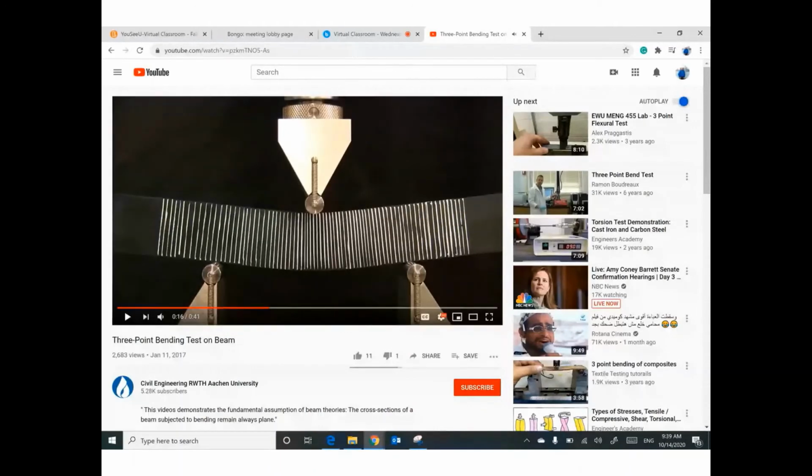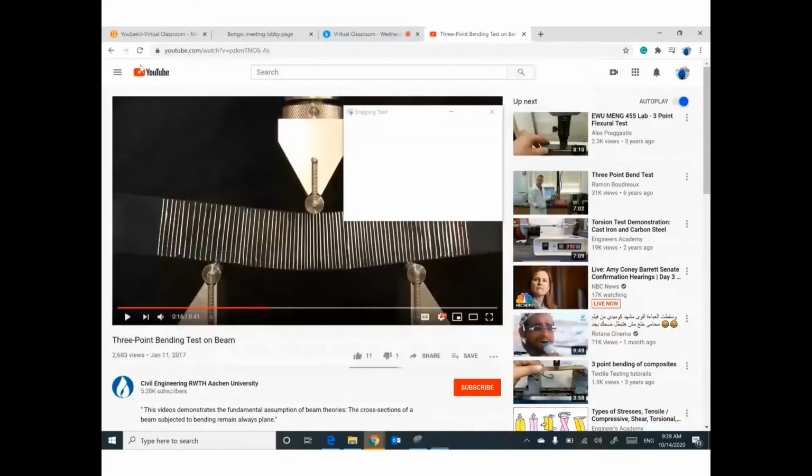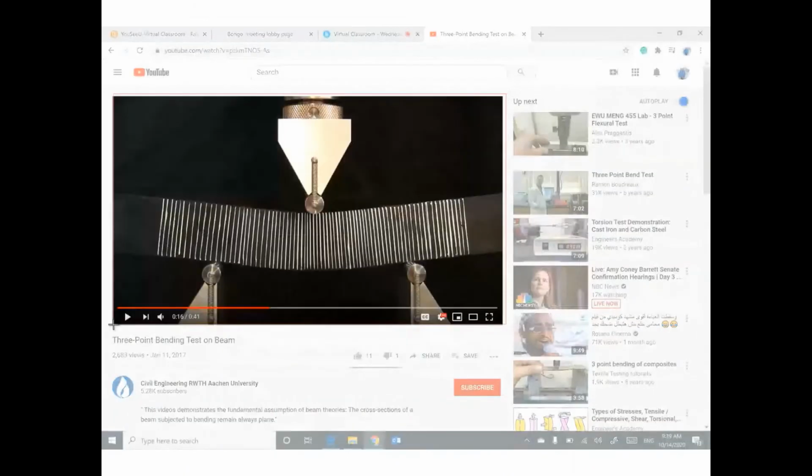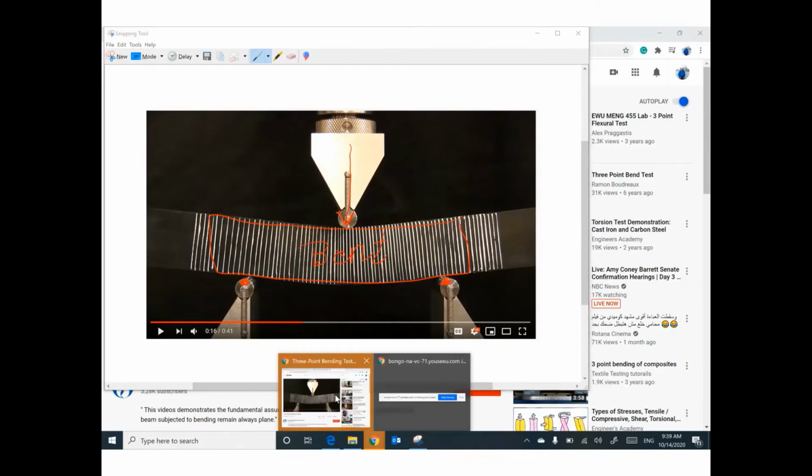So guys, we have a beam supported by this support and this support. And we have an applied force here. This applied force will make this beam or this member bend. You can watch the video.